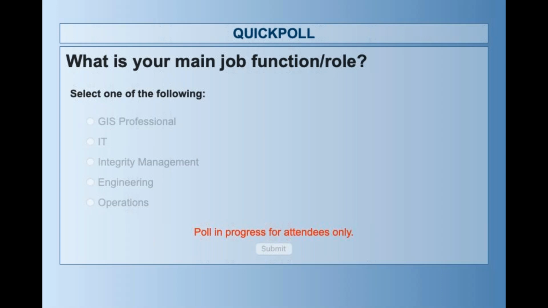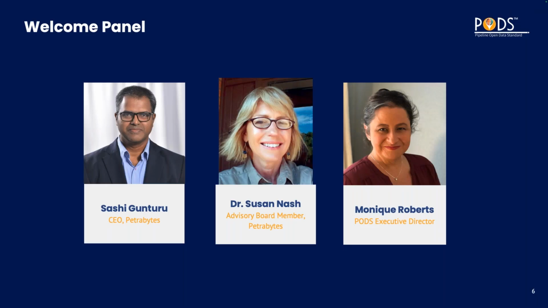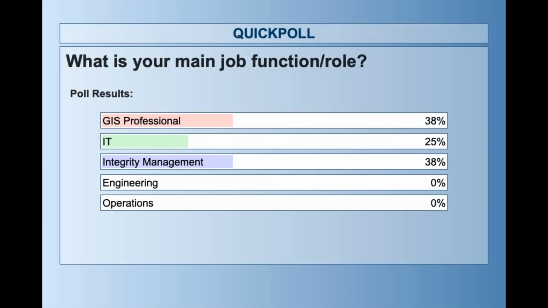So let's see, with that we have 75% of you that have voted, so I'll close the poll and show those results. Sashi and Susan, what are the odds? What do you think? How many are you thinking? Oh, is that what you thought it was going to be? Yeah, I thought there'd be more integrity management, so more on the engineering and integrity management. Yeah, I thought so too. But it's great to have, and it makes sense that people have roles that overlap. So they're probably having to figure out how to label themselves in this.